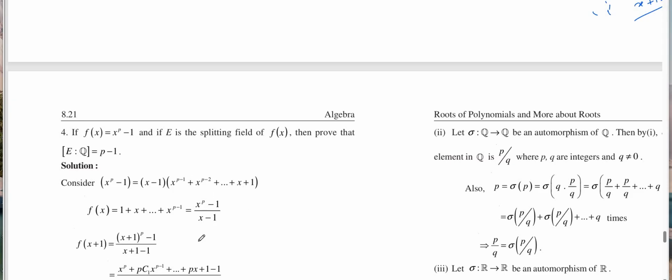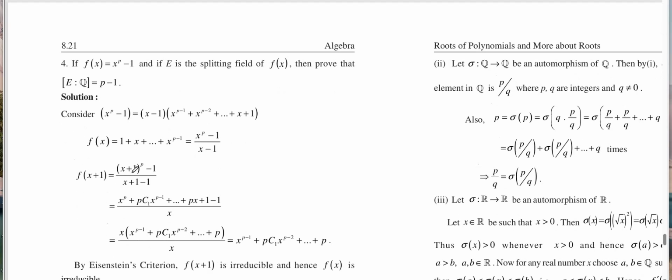Now you consider f of x plus 1. So that gives us x plus 1 raised to p minus 1 by x plus 1 minus 1. So that you have as x. And in the numerator, when we expand binomially, this is what we get. So taking this, 1 and 1 will get cancelled. Here also 1 and 1 minus 1 will get cancelled, giving this. In all that, what we have in the numerator, take out x and cancelling x, this is what we have.